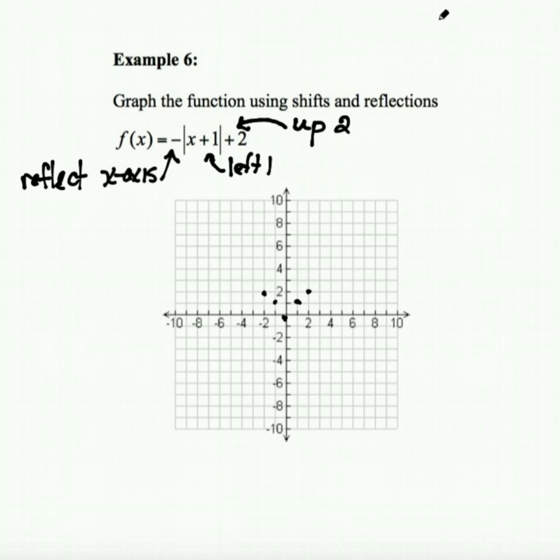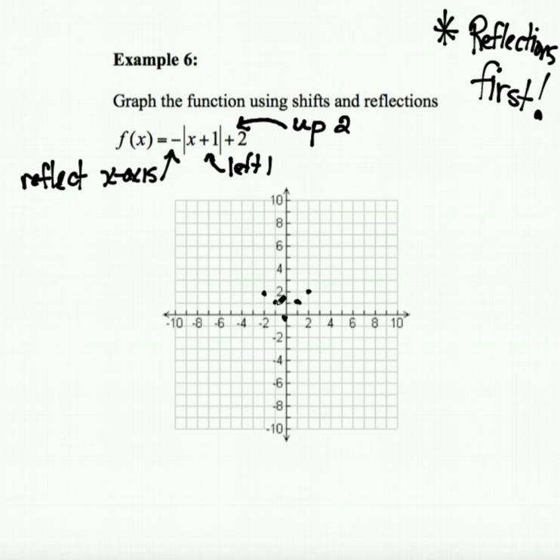Now, just make a note to yourself. You always want to do reflections first. You have to graph the reflection first, and then you can do your shifts, your horizontal and your vertical shifts, so up, down, left, and right. So let's reflect the basic absolute value function across the x-axis.